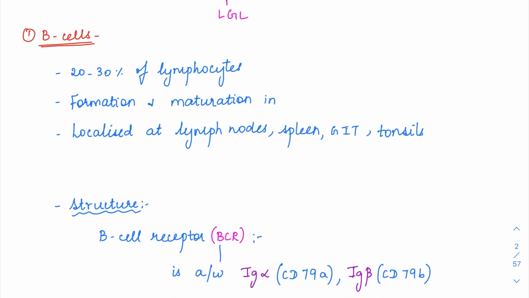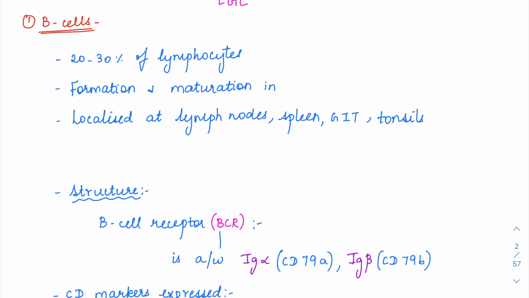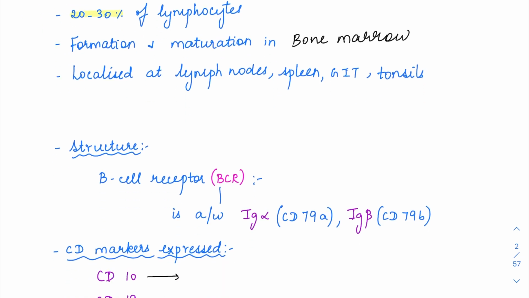So let's start with the B cells first. The B cells compose 20 to 30% of the lymphocytes of the body. The majority of the lymphocytes are actually composed of T cells. Both formation and maturation of the B cell take place in the bone marrow. So the bone marrow is the site where B cells are produced and they mature, and these B cells are localized at various lymphoid tissues in the body.